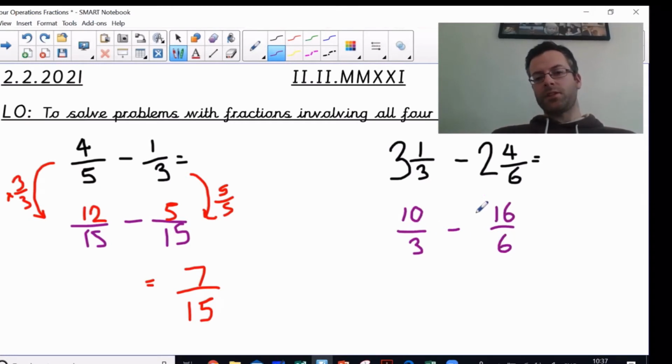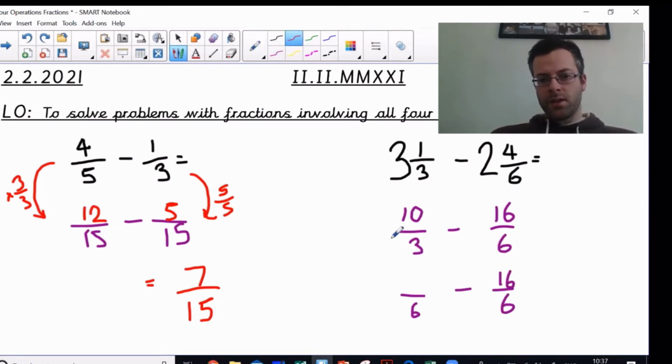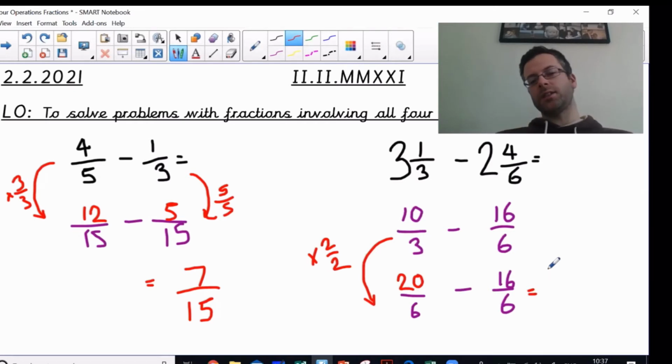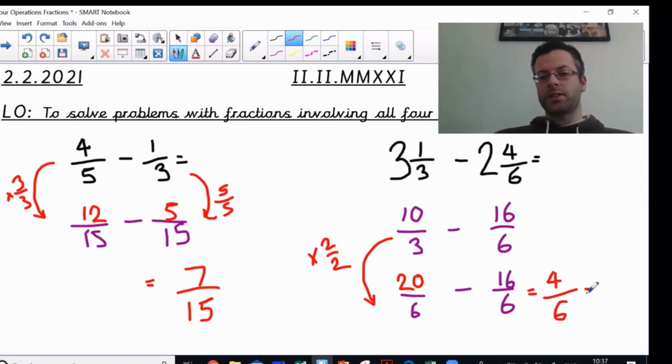Then I need to make sure that these are the same denominator. Well, I can easily make 3 into a 6. I'm going to make them both something over 6. That one's staying the same. How have I gone from that 3 to that 6? Well, I've multiplied it by 2, so I need to multiply the numerator by 2. That's going to be 20. So 20/6 take away 16/6 is going to get me to 4/6. And then because today we're looking at simplifying, I can divide those both by 2 over 2. So that's going to equal 2/3.